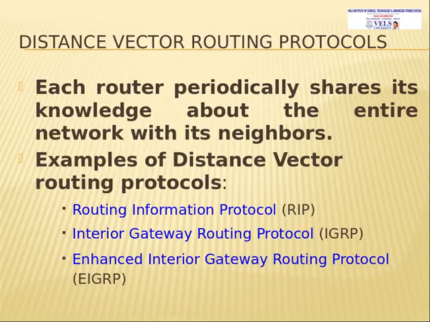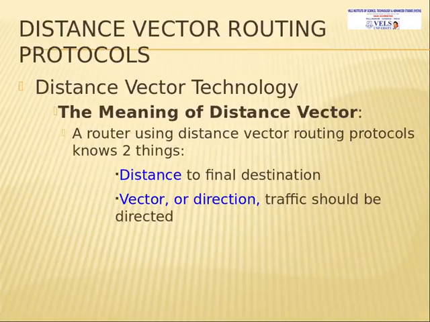Distance vector routing protocol means each router periodically shares its knowledge. Here, distance vector means, first, the distance to the final destination. If you are going to route a packet, first we have to calculate the distance. This is the first thing, and the next one is the direction or traffic where the data will flow. These are the two main things for the distance vector technology.